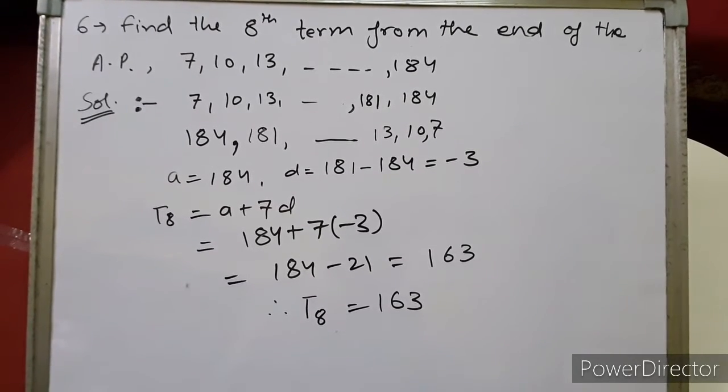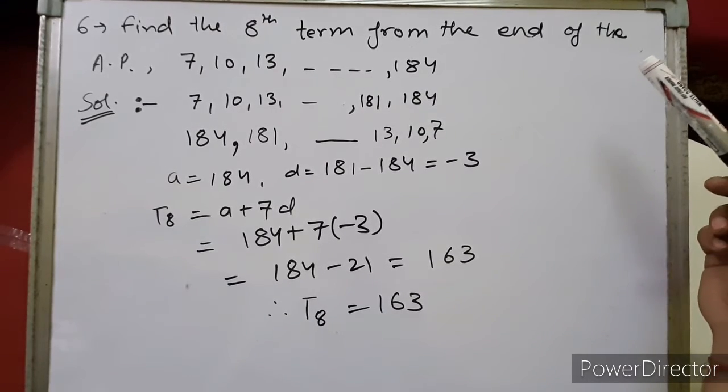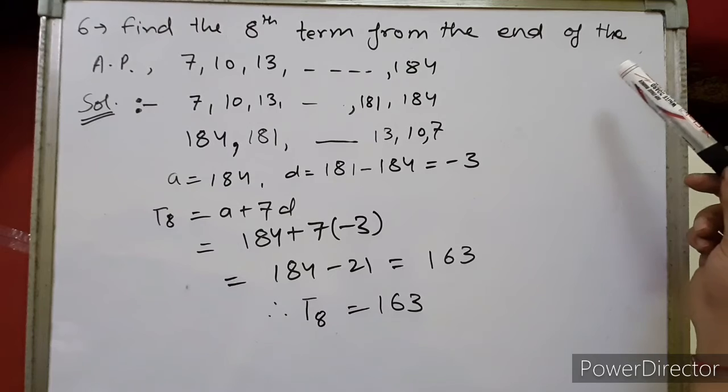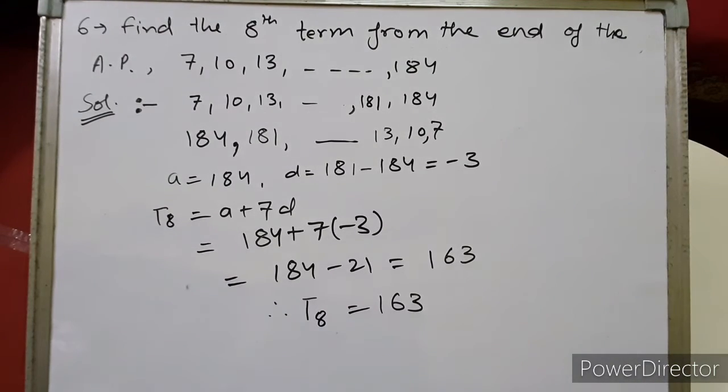Let's see the sixth sum. In this sum it is given that find the eighth term from the end of the AP 7, 10, 13 and so on up to 184. That means we have to calculate the eighth term from the end in the given arithmetic progression.